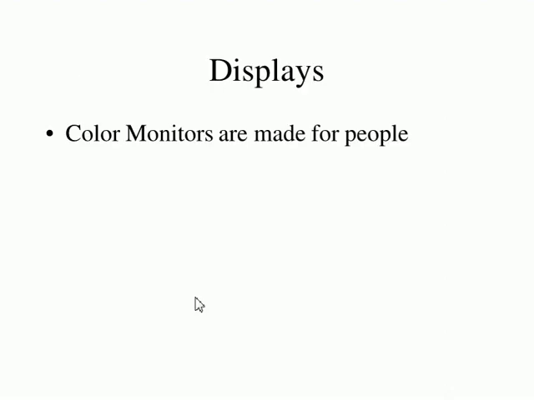And of course monitors are made for people, and people only have a limited visual range. They can see from perhaps 400 nanometers out to 800 nanometers. After 800 nanometers it's infrared. Prior to 400 nanometers it's ultraviolet.